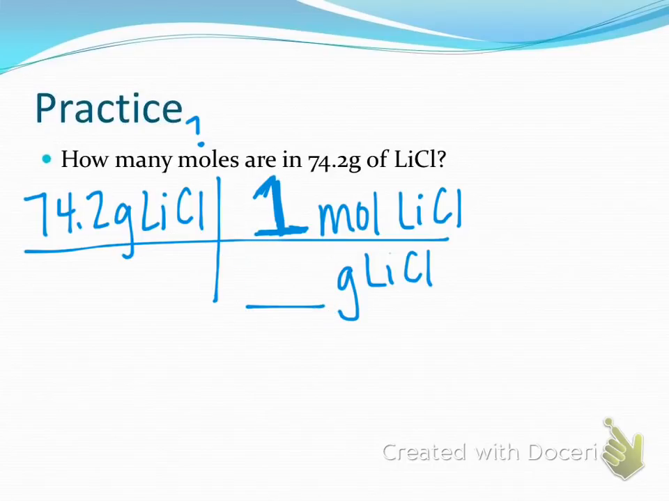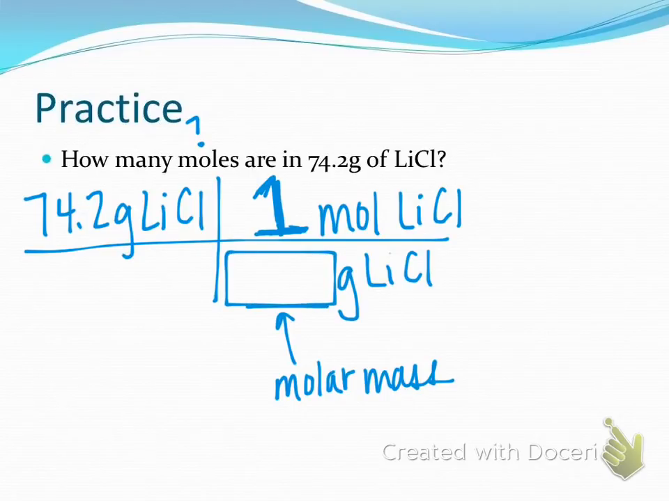So that means that this number right here is going to be the molar mass. We need to calculate the molar mass of lithium chloride. So what do we get for the molar mass of lithium chloride? What number goes right here? 42.4. Lithium I have at 6.9. Chlorine I have at 35.5.